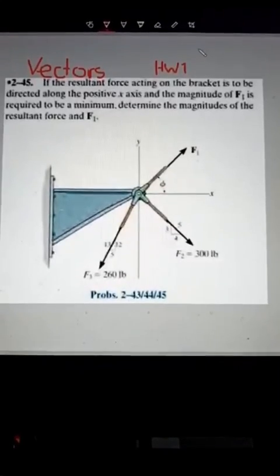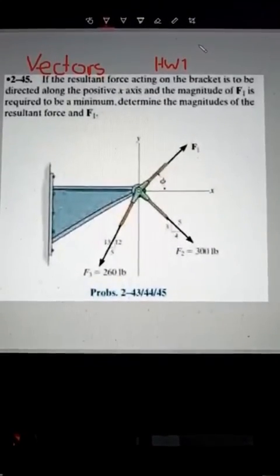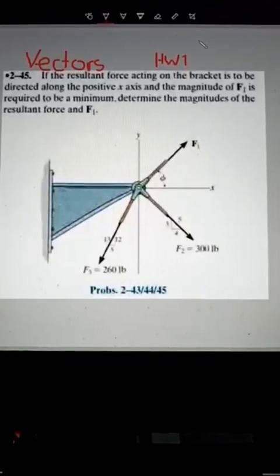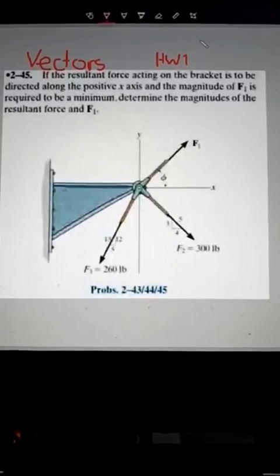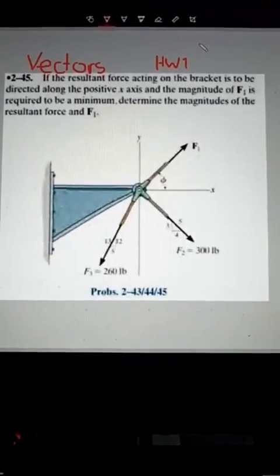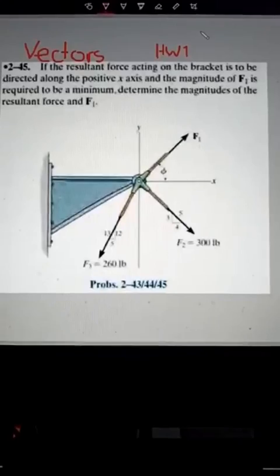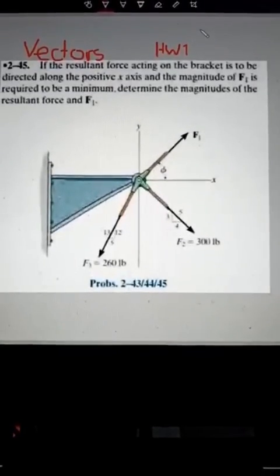Hello, today we're going to talk about vectors, specifically problem 2-45. It reads, if the resultant force acting on the bracket is to be directed along the positive x-axis and the magnitude of F1 is required to be a minimum, determine the magnitudes of the resultant force and F1. As you can see, we have a graph explaining the problem that we have to elaborate.